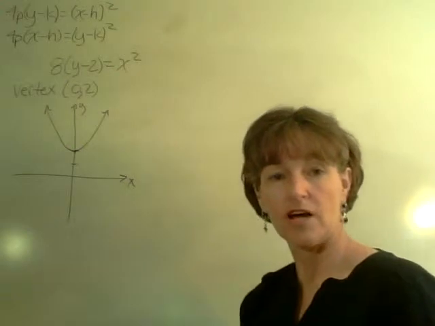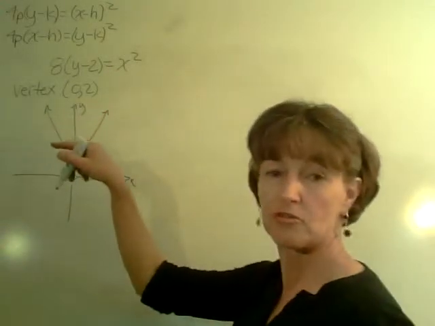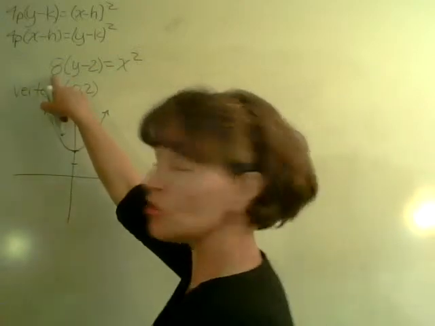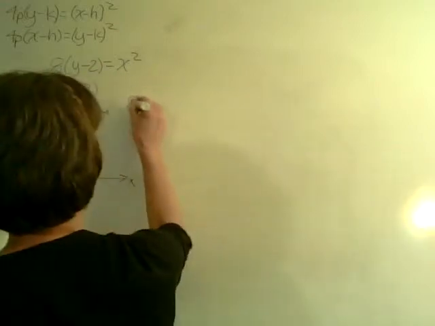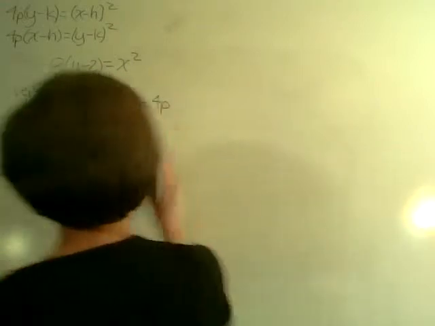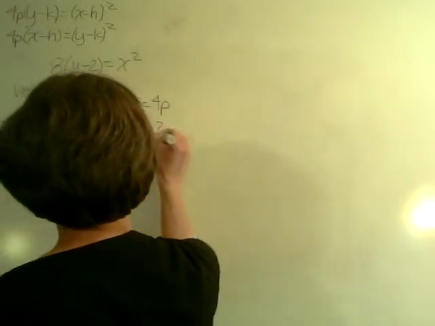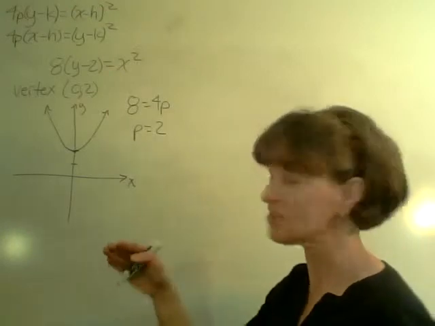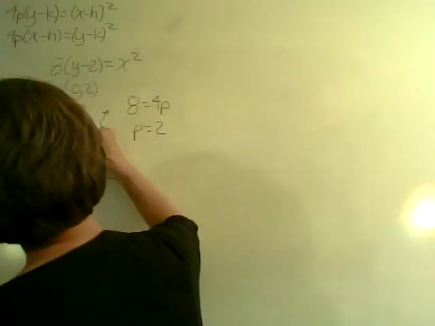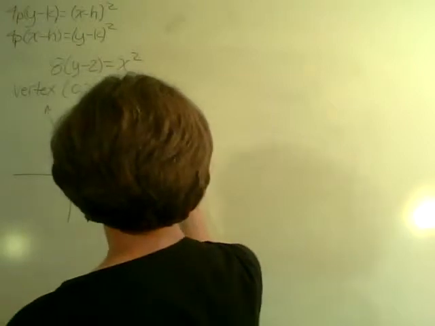Now, let's find our focus and our directrix. To find the focus and directrix for this parabola, I have to know p. Well, p is right here in this 8, because remember that 8 is equal to 4p. So when I solve this equation, I get p is equal to 2. This means that the focus is 2 units away from the vertex on the inside of the parabola. That would put it right here. So my focus is at the point 0, 4.